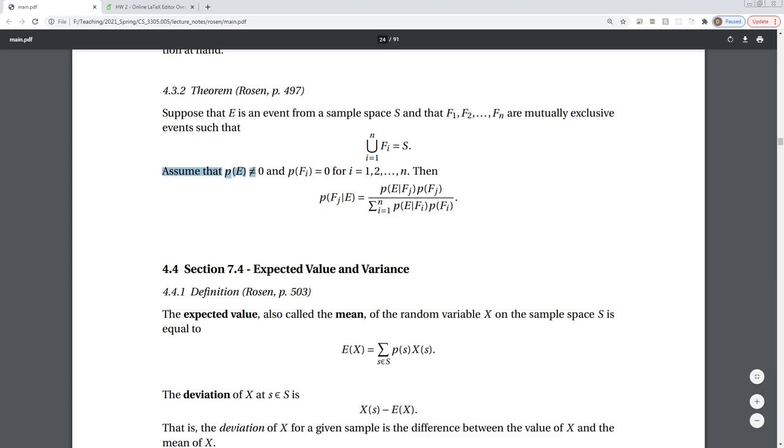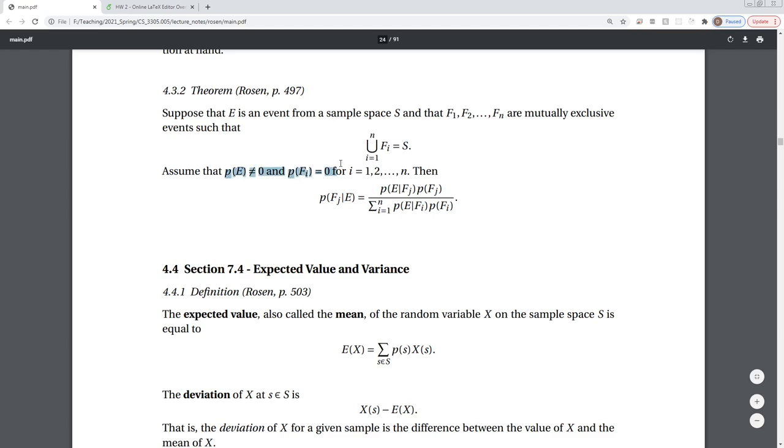So then assume that the probability of E is not equal to zero, and the probability of F sub I, so a particular event, is not equal to zero, where I is just one of the possible events. I'm getting a little tired of my typos here, but I apologize. I will try to fix that.